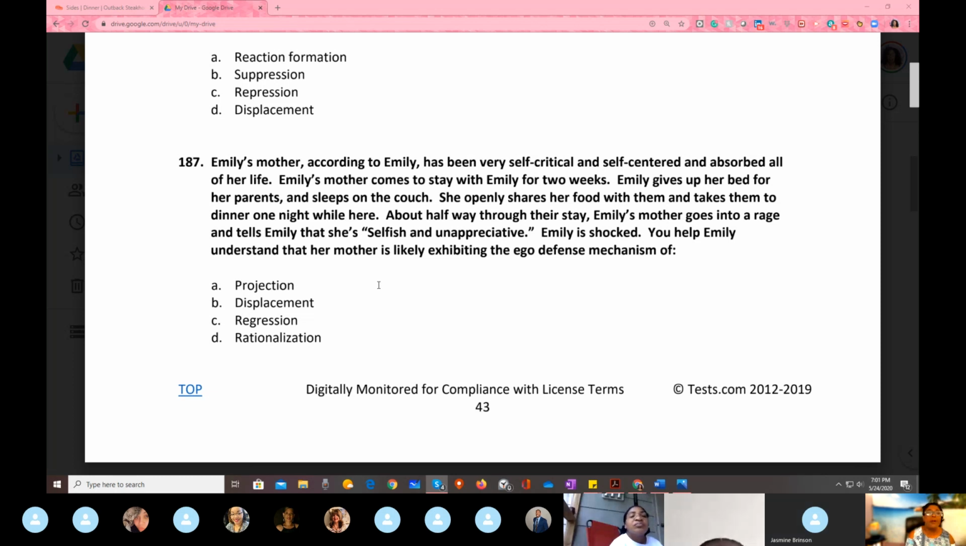That is projection. So what's happening in this question? How do I know it's projection? Prove it to me. It's projection because that's how the mother feels, and she's trying to put that onto Emily. Prove it to me in the question. If you've tutored with me before, prove it in the question. What do you see? Selfish and unappreciative. You got it.